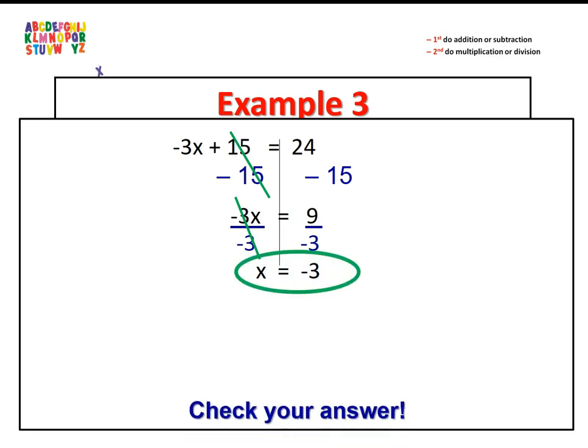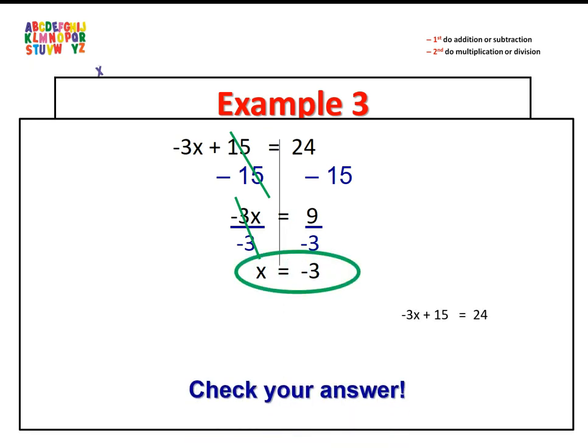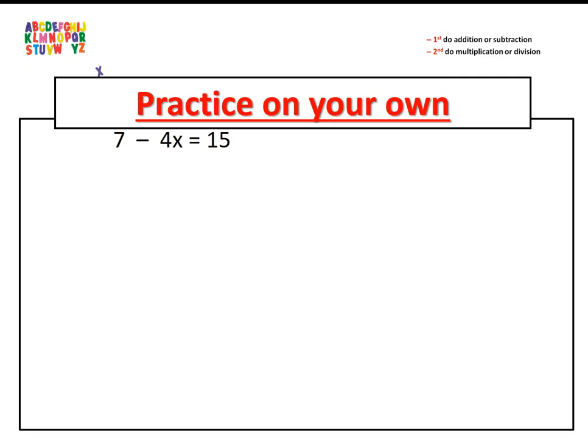I think I'm right, but let's check our answer. So we've got negative 3x plus 15 equals 24. I'll insert negative 3 for my x. So negative 3 times negative 3. Dating rules, remember those. Negative times a negative is going to be a positive. I get 9 plus 15 equals 24. 24 equals 24. We are on a roll.